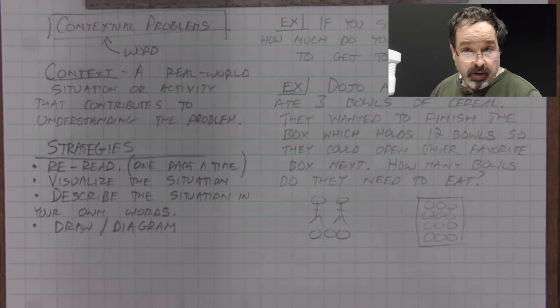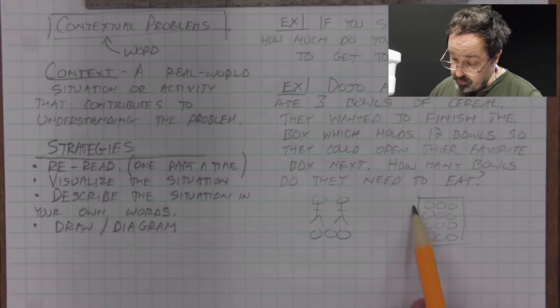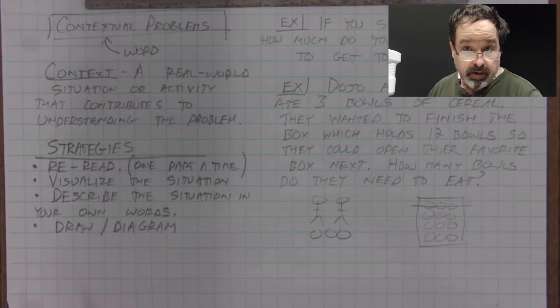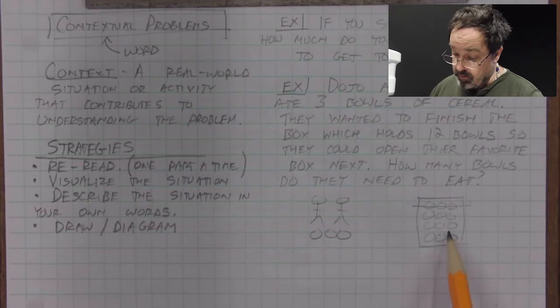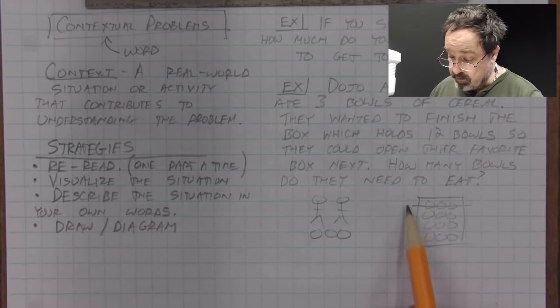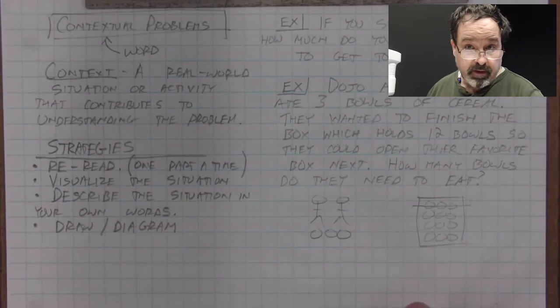And if we're wondering how many remain in the box, we could cross out the circles or the bowls that we're already eating. In this drawing, we're ready to grab it and answer. If there are 12 bowls in the boxes and I already crossed out the 3 that they ate, then there's going to be 9 left.